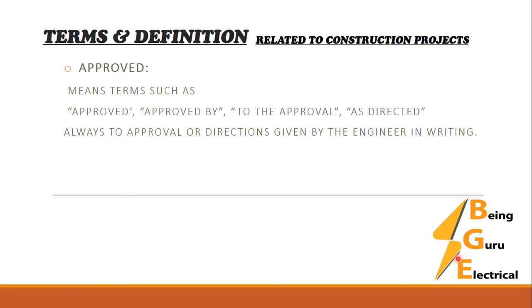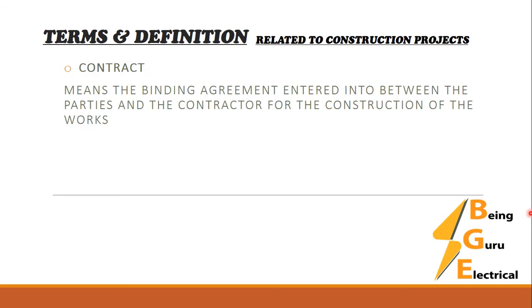So next we have contract. Contract means the binding agreement entered into between the parties and the contractor for the construction of the works. So this contract may be between contractor and client, it may be between the contractor and consultant, it may be between the contractor and the owner, so it may be between the two parties.